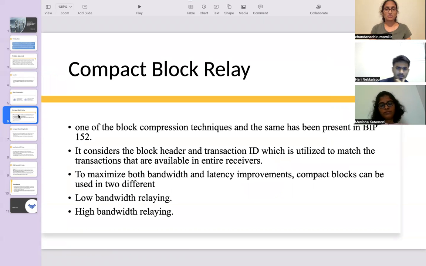To optimize bandwidth, we have two latency improvements, which are low bandwidth relaying and high bandwidth relaying. In low bandwidth relaying, we generally present two things, the block header and the transaction ID, which allows two nodes to compact this block relay. Let us take an example, node A and node B. Whenever a receiver gets a block message, it will automatically get the entire transaction in an unstructured format.